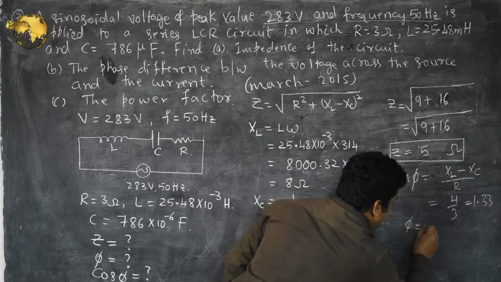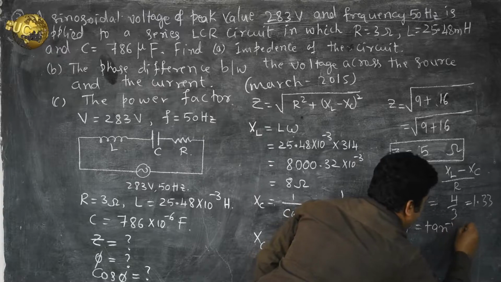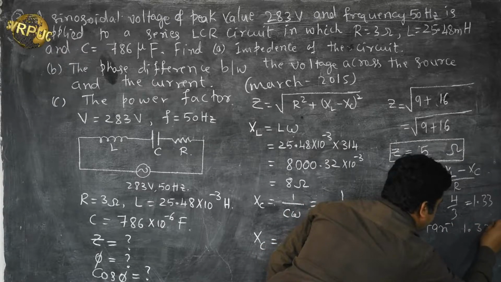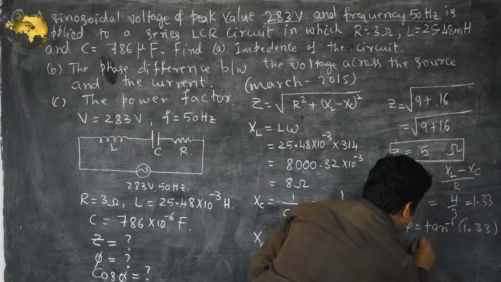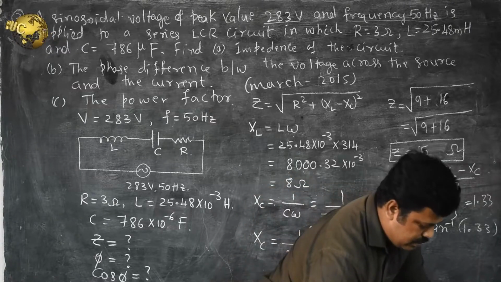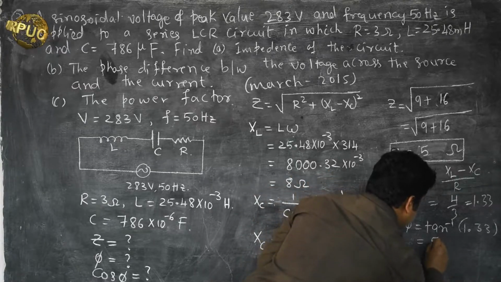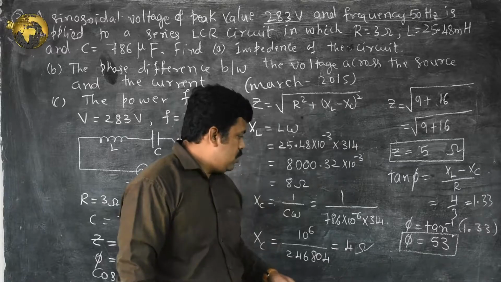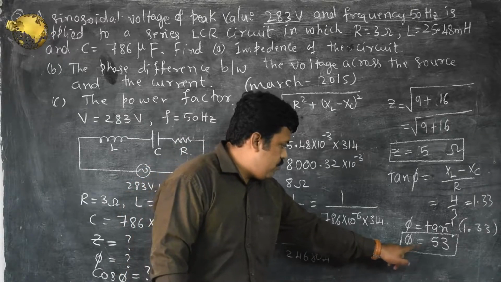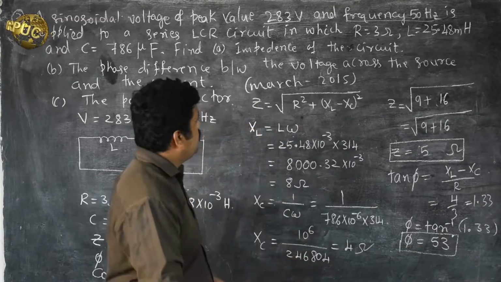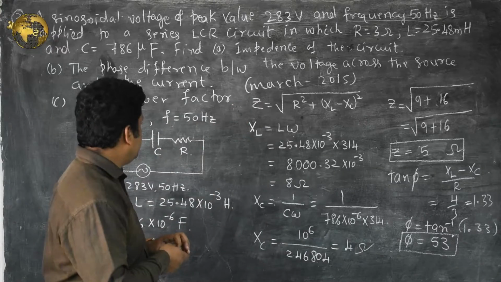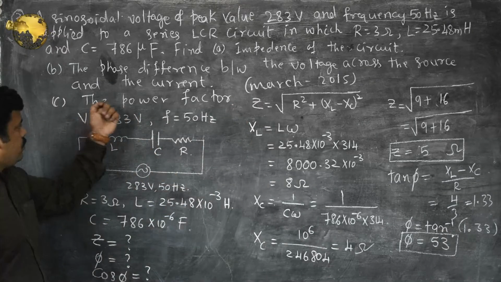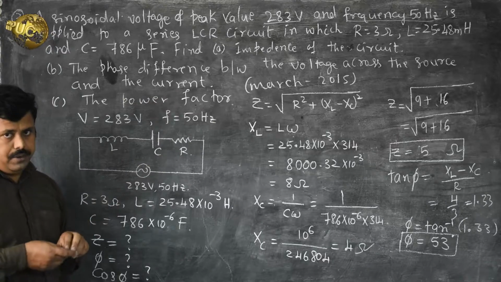So phi is equal to tan inverse of 1.33. We get it as 53.129. Okay. So we got the value phi, that is the phase difference between the voltage across the source and the current. The last one we need to calculate is the power factor.